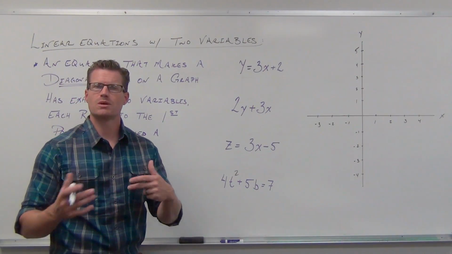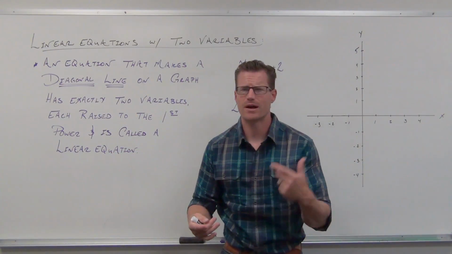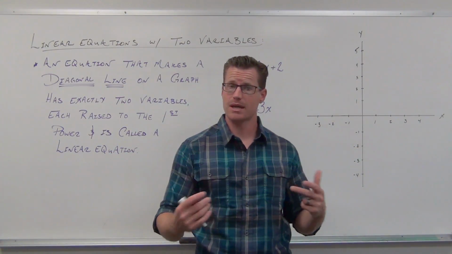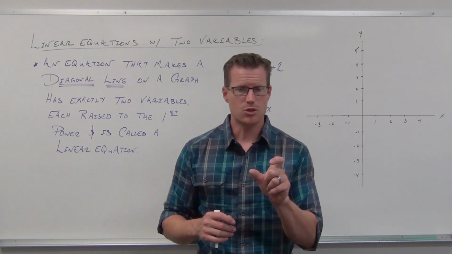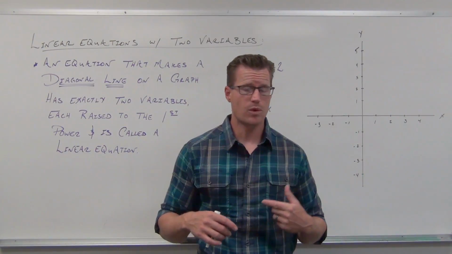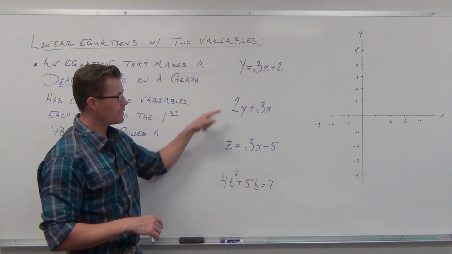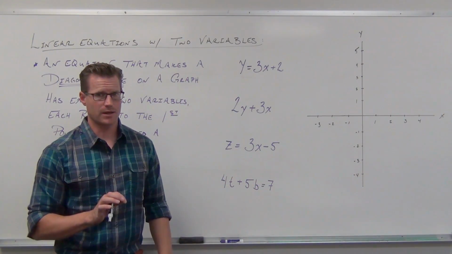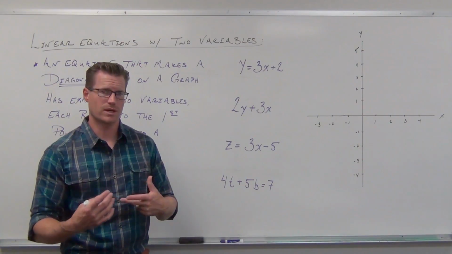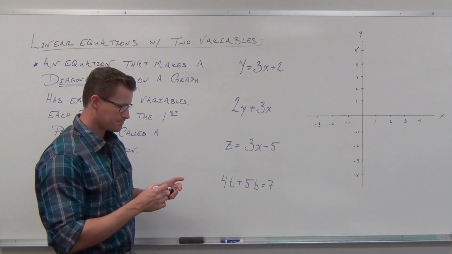So hopefully at this point you understand what that means. It's really just all right here, but I need you to be able to identify it really easily and quickly, what's going to make a diagonal line and what isn't. If you have an equal sign and you have two variables, each of them raised to the first power, yes, yes, no, no, yes. Those will make diagonal lines when you graph them on a rectangular coordinate system, xy plane, Cartesian plane, any one of those things.